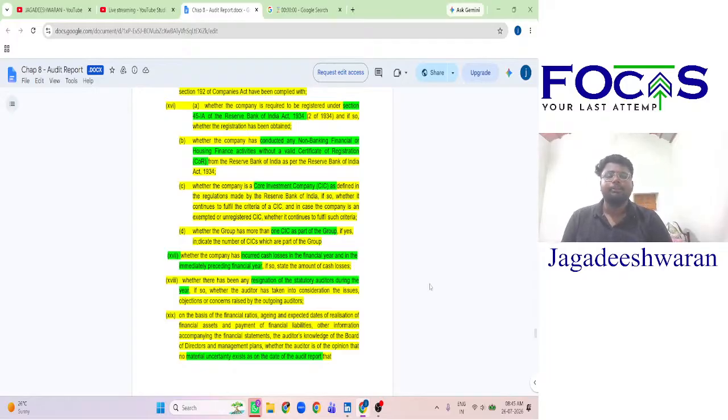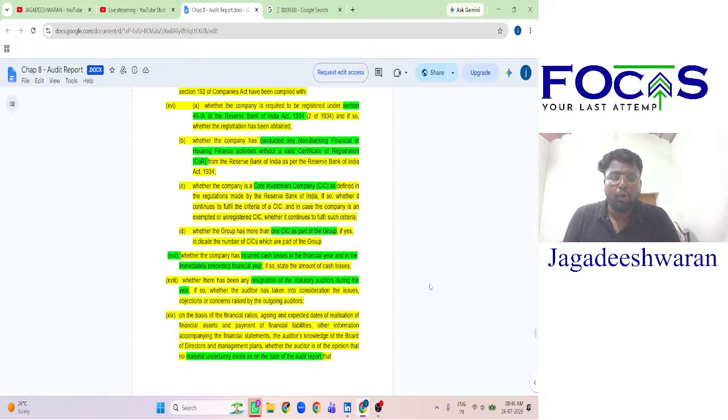So company வந்து section 45IA of the Reserve Bank of India Act அதுல வந்து they have to take registration அப்படின்னா whether they have taken the registration we have to mention, and B, whether the company has conducted any non-banking financial or housing finance activities without a certificate of registration from the RBI as per the RBI Act. So company when they conducted any NBFC or HF housing finance activities without a valid certificate of registration, அப்படி இருந்துச்சுன்னா we have to mention that also.